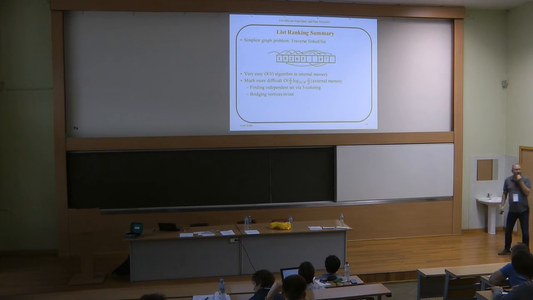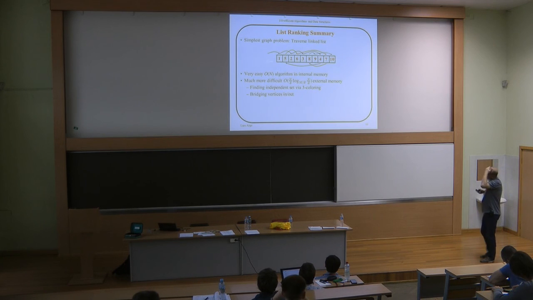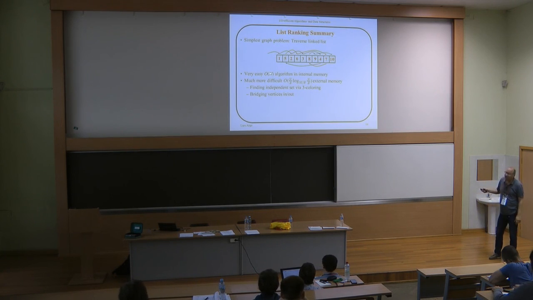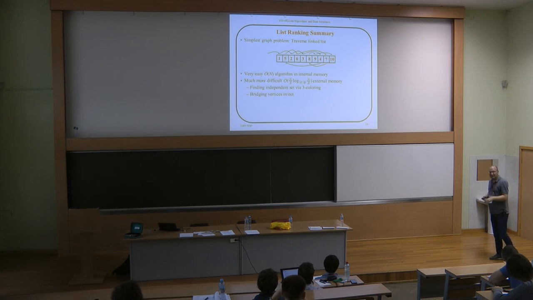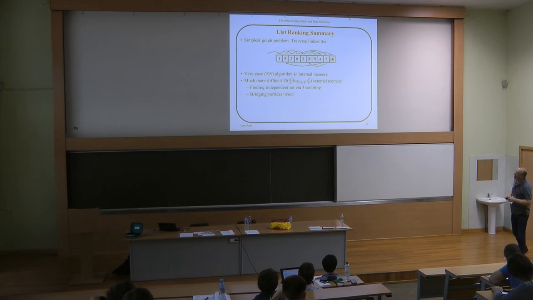So, summary, and then I'll let you go get some coffee. I solved this list ranking problem, the simplest problem I could think of. It's easy in internal memory. It takes me n time just by visiting them one at a time. If you didn't get anything else out of this lecture, I hope you got that it's hard in external memory. And it involved finding an independent set, which involved finding a 3-coloring, which uses a priority queue to traverse the list.